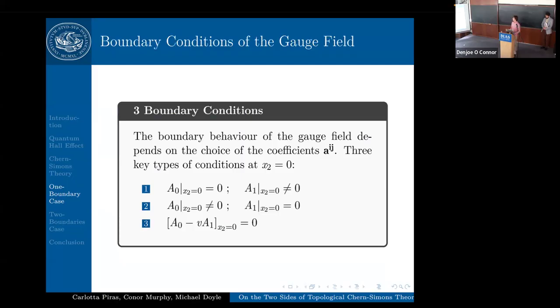So we can then have a look at the boundary conditions of our gauge field. The first two here are fairly similar. It is just that if any one of our components, A0 or A1, is equal to 0, then the other necessarily is not. The more interesting case is the last boundary condition on our gauge field, where on the boundary, A0 and A1 are linearly related by this proportionality constant V. Now, this proportionality constant V will later be interpreted as a physical quantity. So this is an interesting case.